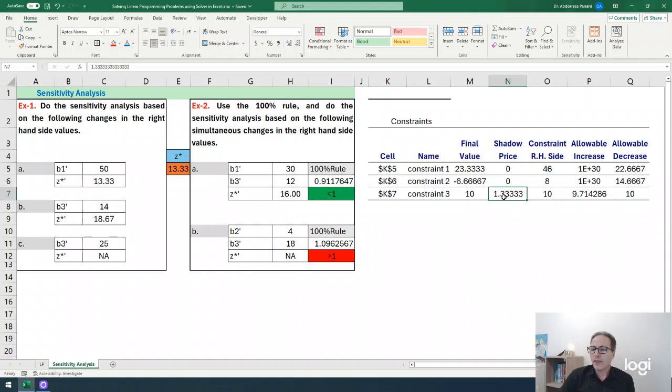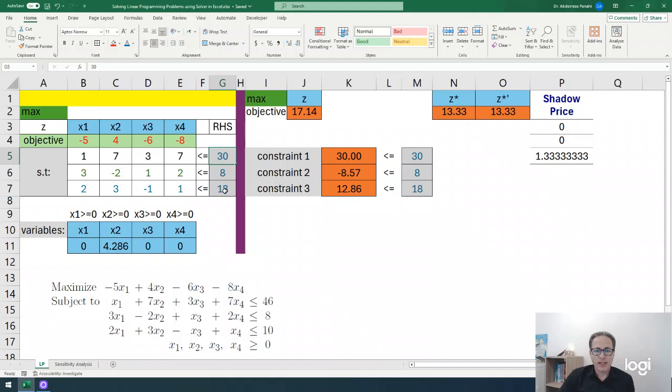But if I want to find this 1.33, I can do it by hand. Without doing this sensitivity analysis report, I can change this. It was 46 originally, and this one 10. I change this one to 11, and then solve it based on that. I can say what's the shadow price. So you can give the shadow price without having the sensitivity report.